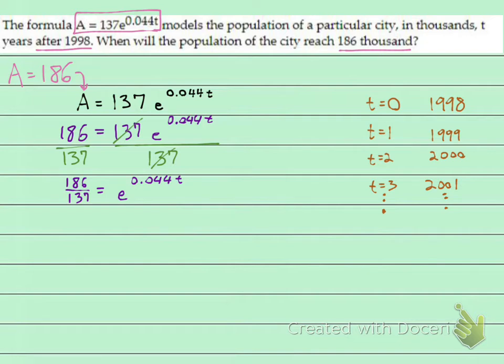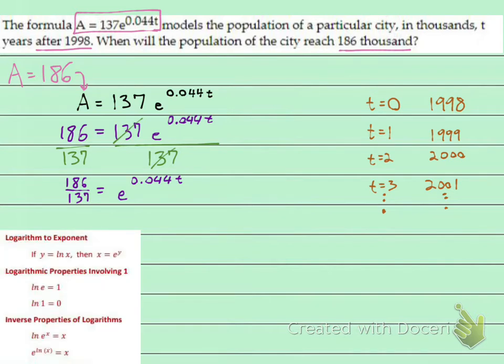Now I want to bring that t back down to earth. The t is an exponent and it is above the base of e. So I need to use this property right here. It tells me the natural log of e to the power of x is just x. So whatever was up in that exponent is going to come back down to earth. So I'm going to rewrite this equation, and I'm going to take the natural log of both sides: natural log of the left side and natural log of the right side.